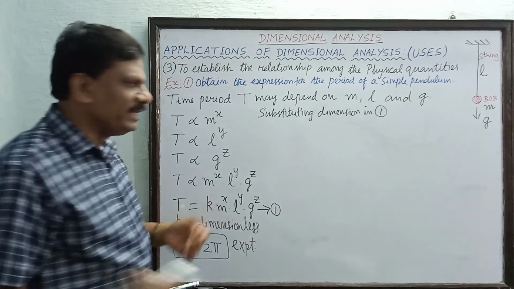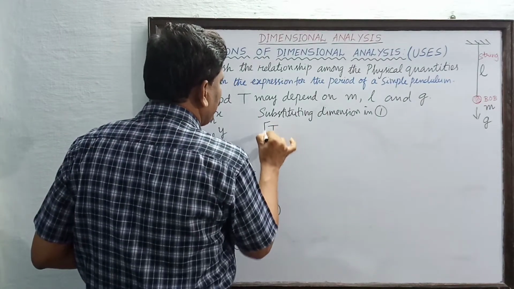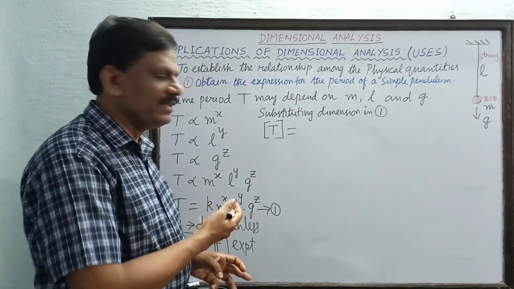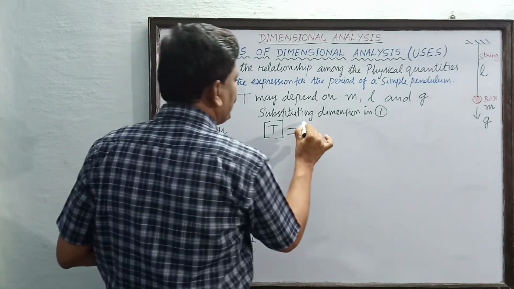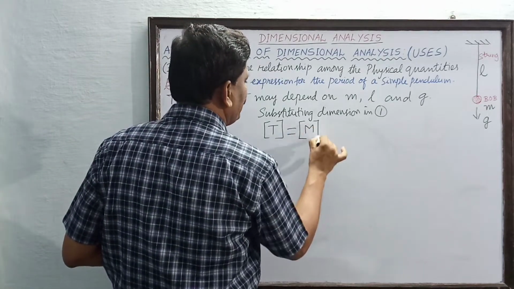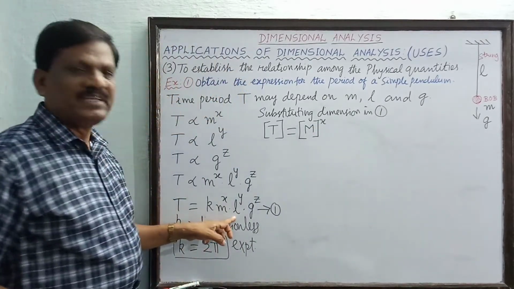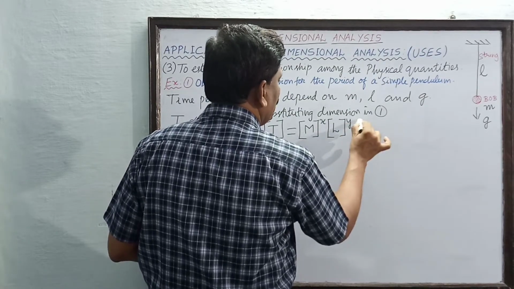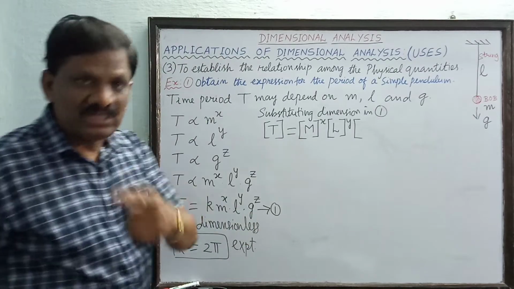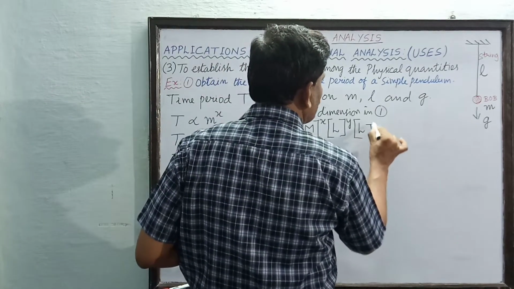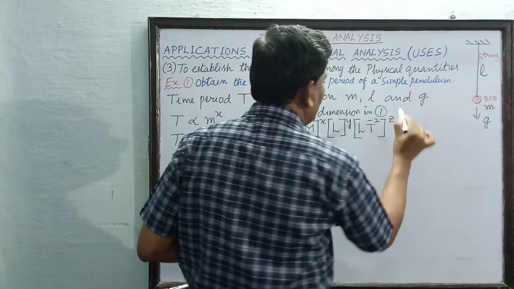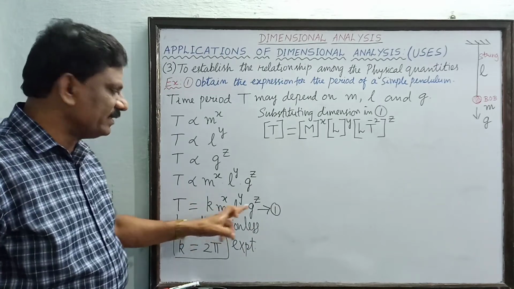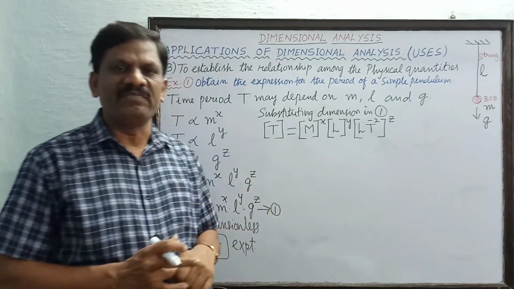So left hand side is time period. So it is simply capital T on the left hand side. This is equal to k, which does not have any dimension, so we need not write anything for k. And mass is raised to the power x, so the dimension of mass is capital M and the power is x. And the dimension of length is simply capital L, so this is capital L raised to the power y, into acceleration due to gravity g, which has the dimension of L T power minus 2, L T power minus 2 whole power z. So we have substituted the dimensions of each term on both the left hand side and the right hand side of equation 1.